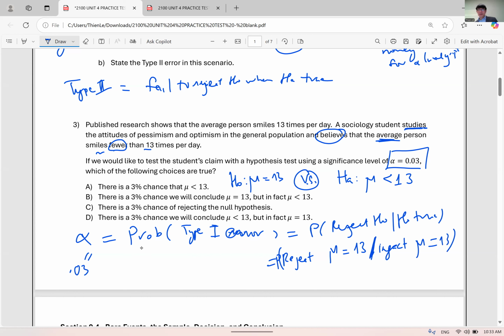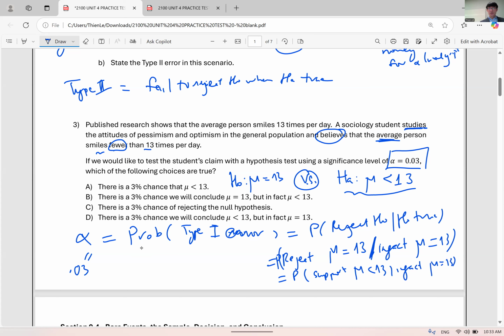So you reject mu equal 13, which means you support the alternative. Reject the null means support the alternative. So you support mu less than 13 when in fact mu equals 13. The probability of you supporting mu less than 13 when in fact mu equals 13 is 0.03. There is a 3% chance that we will make a wrong conclusion, where we support mu less than 13 when in fact mu equals 13.